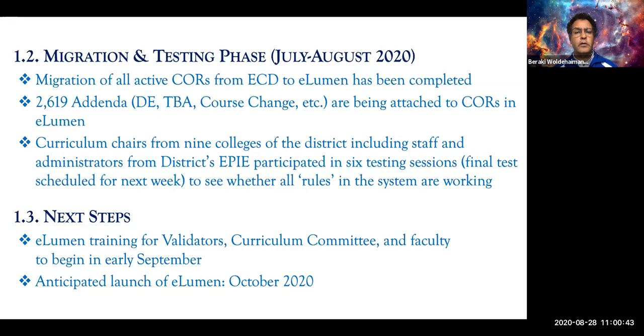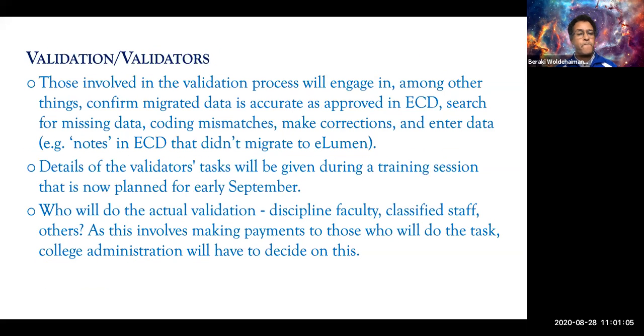So based on what has been done so far, the district anticipates that eLumen will launch in October 2020. But this is only for courses. So we would be able to work on courses beginning October if it launches in October. You might have questions on what is to be validated and who are the validators.